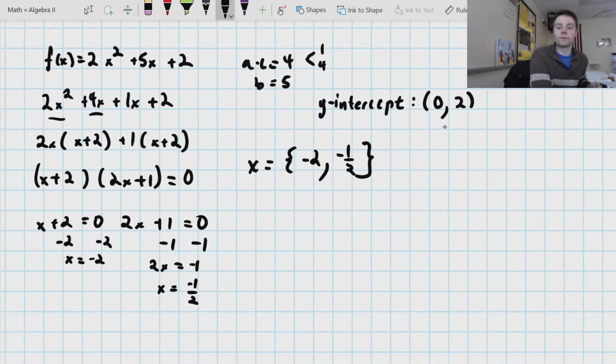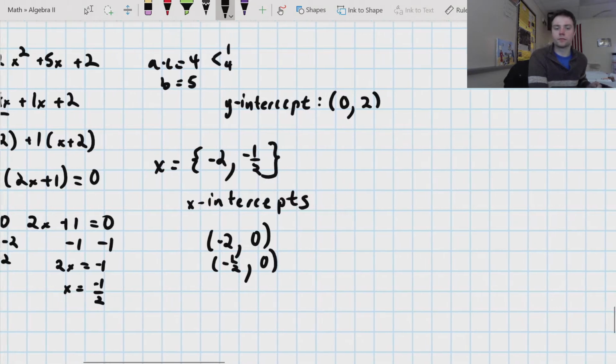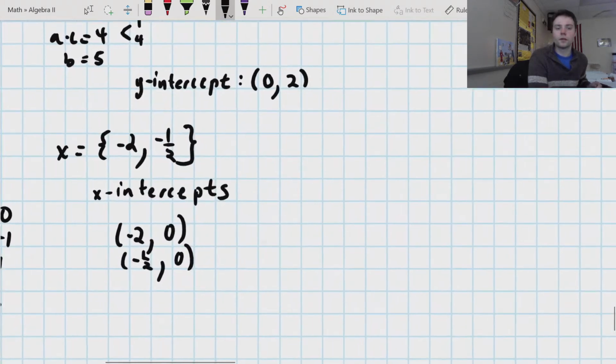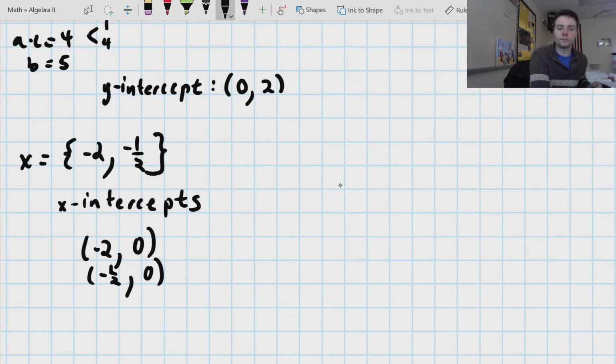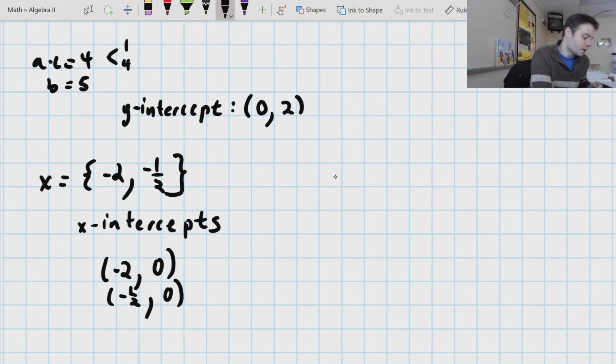So then I've got three coordinates now. So I've got y-intercept is (0, 2). My x-intercepts are going to be (negative 2, 0) and (negative 1/2, 0). So that much I know. And then what I want to do is find my axis of symmetry.